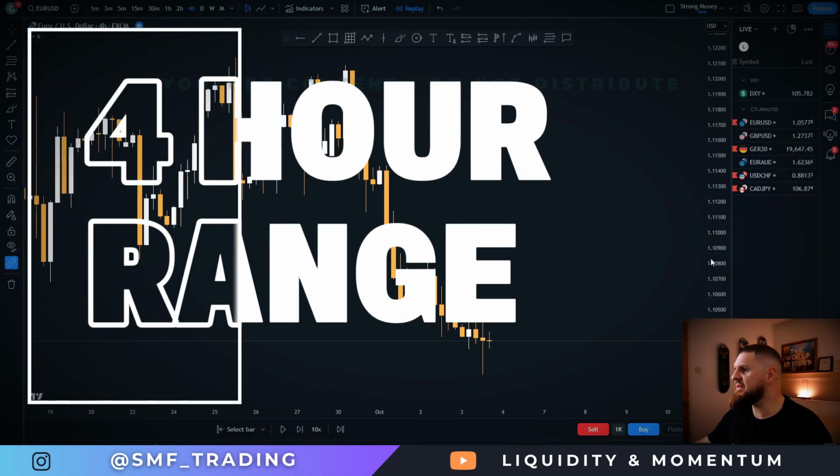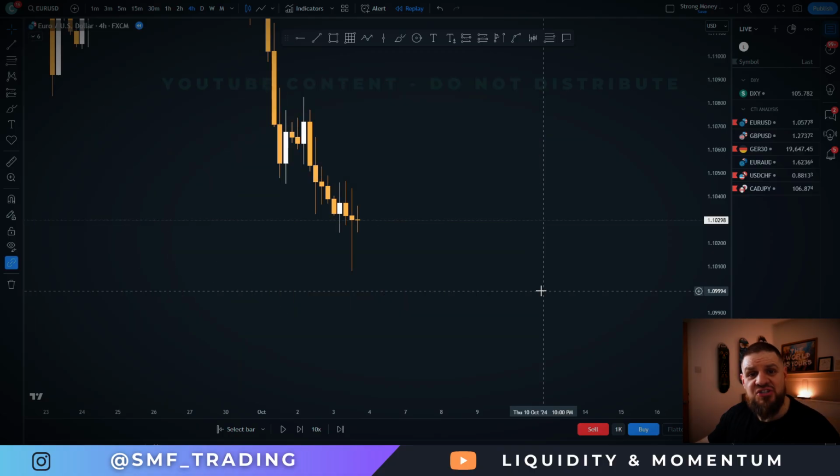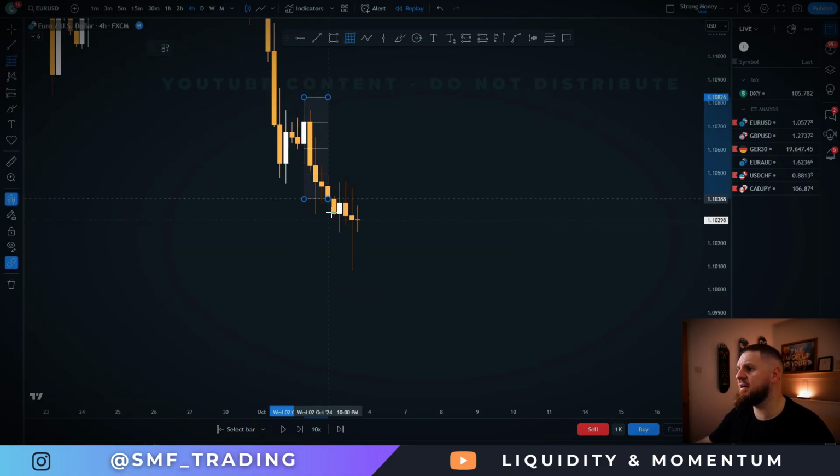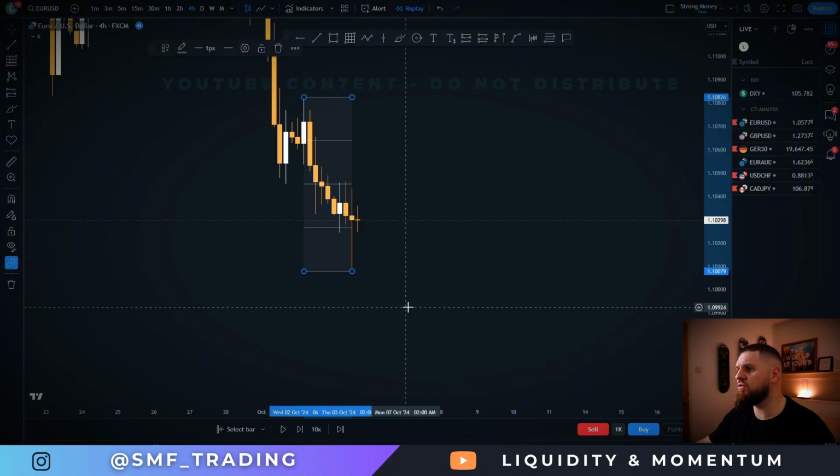If the previous day was bearish, then the likelihood is the next day is going to be bearish. From there, you're going to drop down to your 4-hour time frame, and then you're going to determine where the current range is. So very simply, you're going to take the high to the low, draw out that range, and that's going to give you your trading range. This is the range that you're going to be looking for entries within.